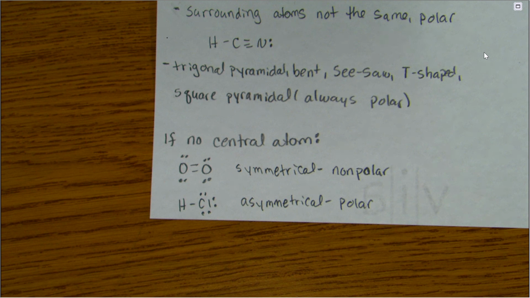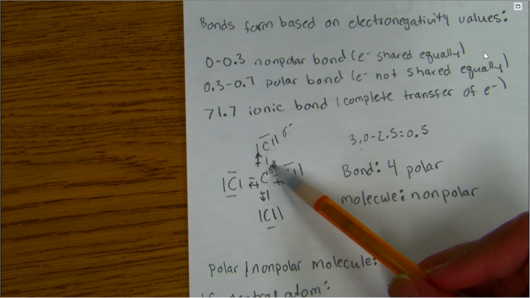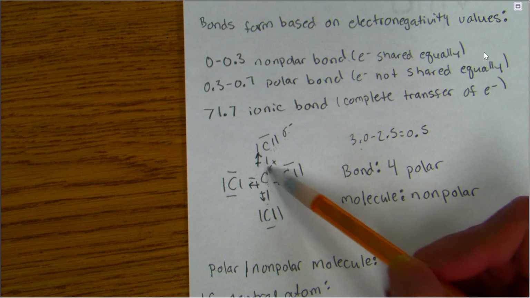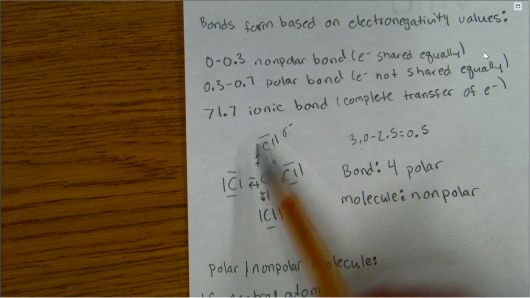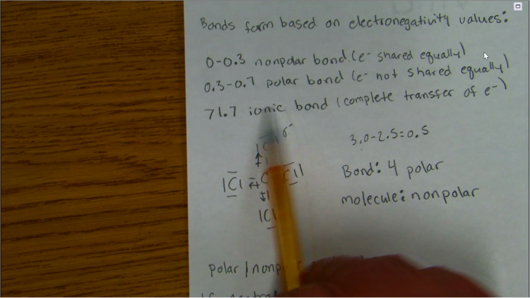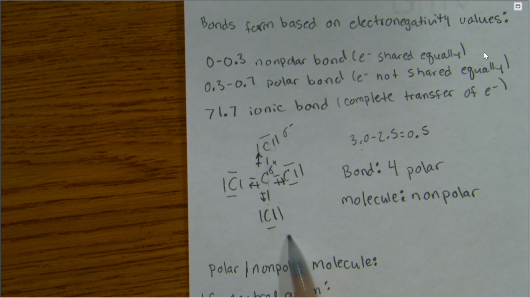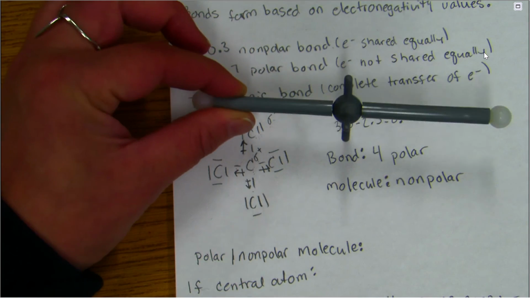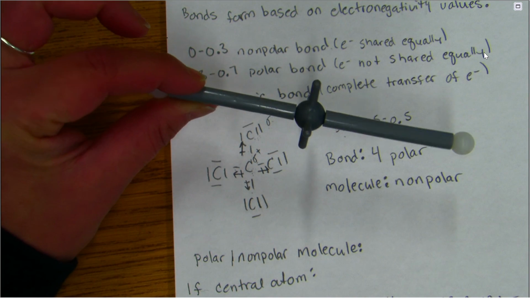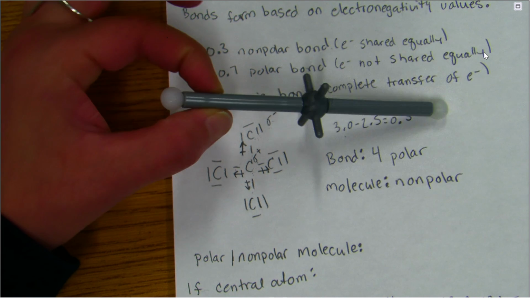So to recap, we can look at polarity in one of two ways. We can look at it in terms of the bond, and we can look at it in terms of the entire molecule, the entire compound, okay? So the molecule itself, like I have in this example.